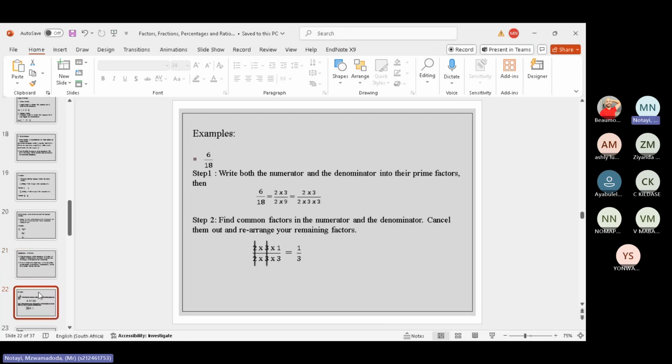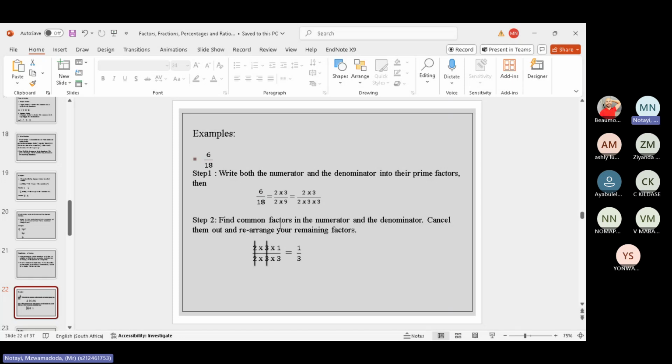Okay, let's look at the examples. If we're given a fraction 6 divided by 18, we want to simplify this fraction. So we write both the numerator and the denominator into their prime factors. Then we have 6 divided by 18 being equal to, the prime factors of 6 will be 2 times 3. And those of 18, we can write 18 as 2 times 9, and then 9 can also be written in its prime factors, which is 3 times 3. And then we have 2 times 3 divided by 2 times 3 times 3.